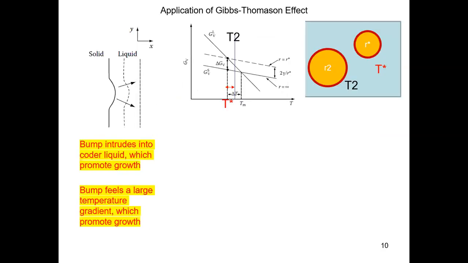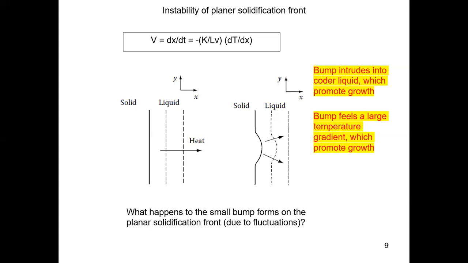The next thing we need to do, and before I go through this slide, it's going to be the tricky slide. There's one thing that we didn't pay attention to: this bumpy surface has a curvature. Now both of these two effects are positive, right? Because the small bump protrudes into a colder region, which makes it happy, and it also increases the temperature gradient, which potentially gives you a larger growth speed. So this thing is going to further propagate.